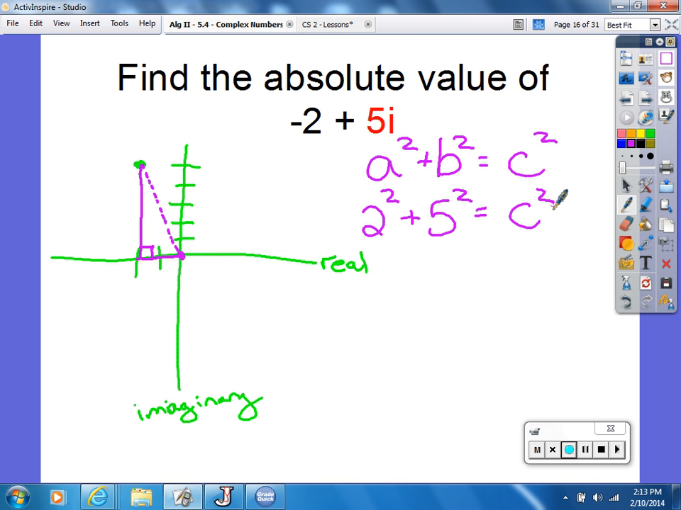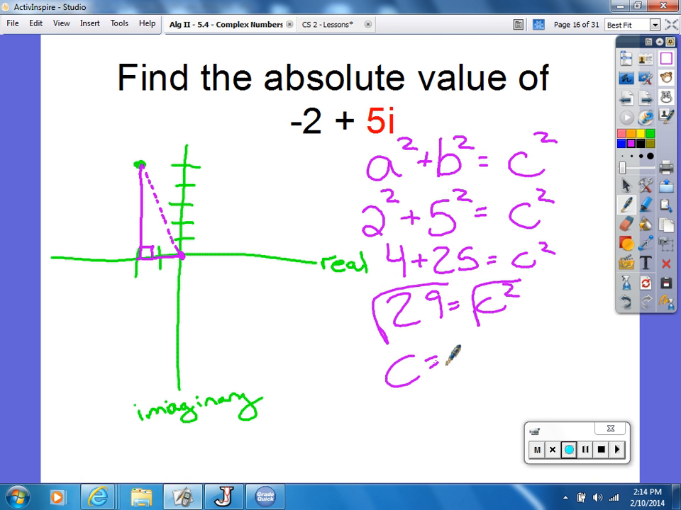Take a few seconds to do the work. I get 4 plus 25 equals C squared. 29 equals C squared. Take the square root. C equals the square root of 29. So that's my absolute value. But wait, I put that square root sign there, right? It wasn't in the original problem. Why am I not giving a plus or minus on this problem?